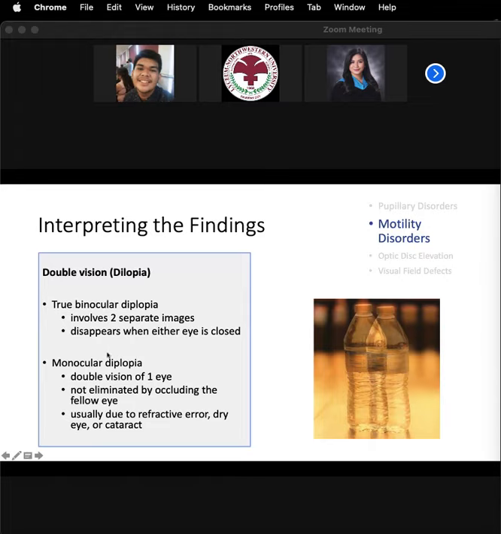When you cover one eye, the diplopia is relieved. The patient doesn't see a double vision. But monocular diplopia is a double vision within one eye. It will not be relieved even if you cover the fellow eye. Monocular diplopia is usually due to refractive error, and can also be due to dry eye.